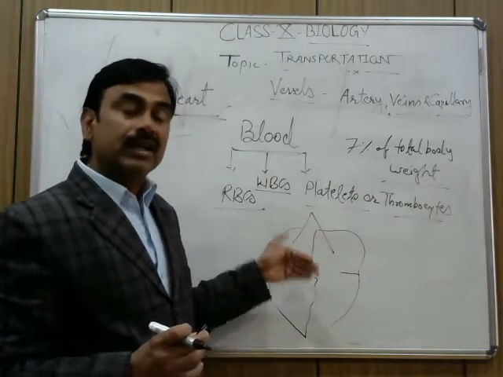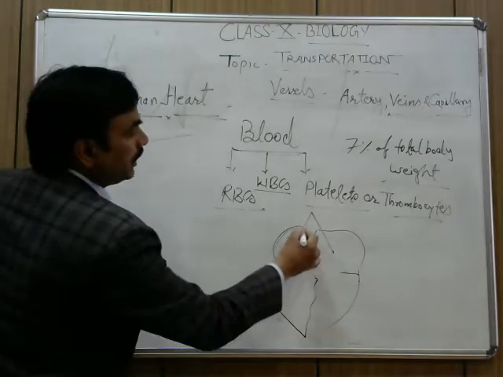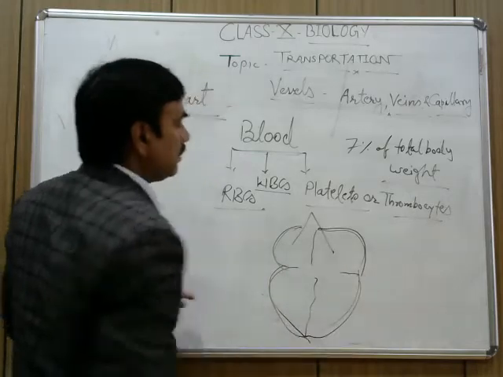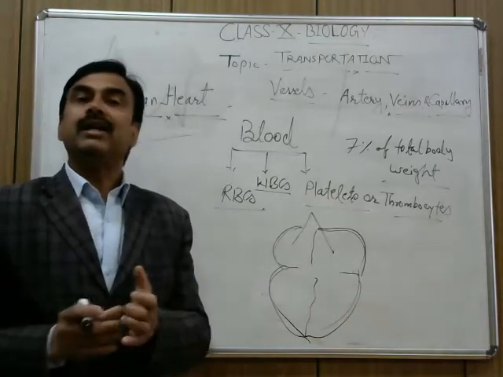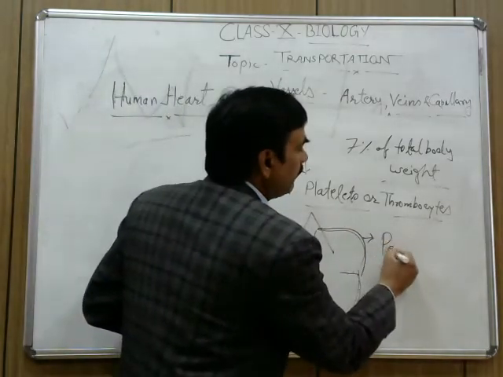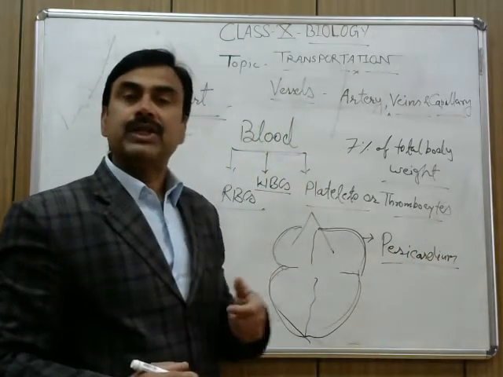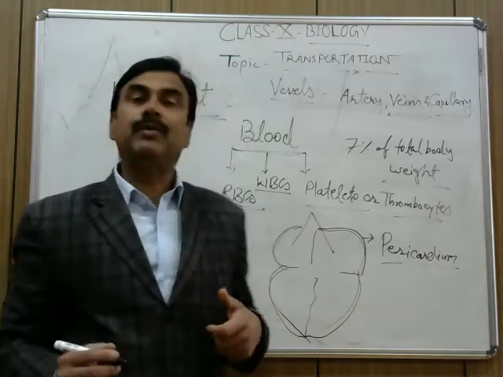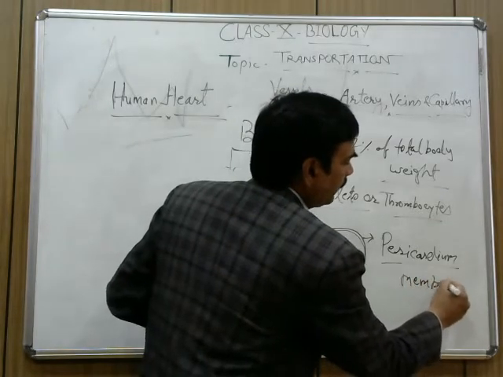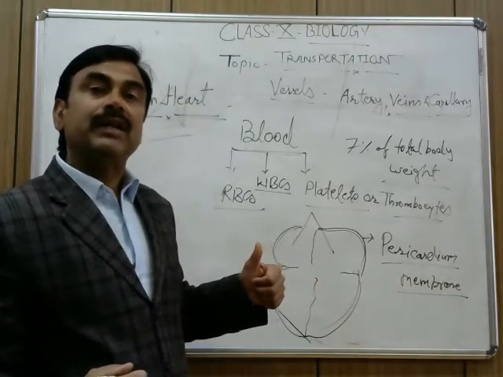So when we start the double circulation in the human heart, before concluding this topic today, I will tell you the human heart is about equal to the human fist, and it is covered with the pericardium. One membrane is covering the human heart, the human heart membrane, and its name is pericardium. This pericardium contains a fluid that is called pericardial fluid.